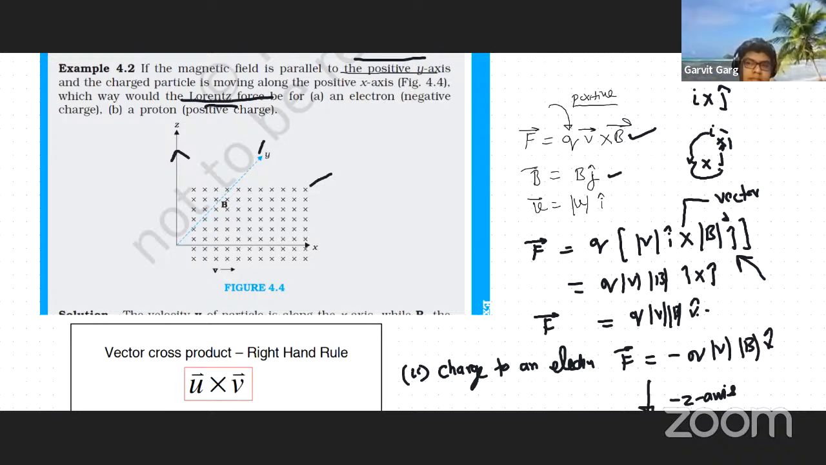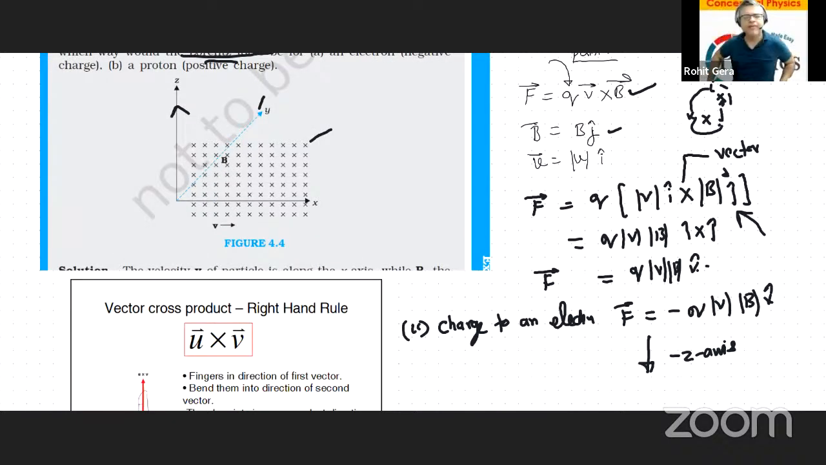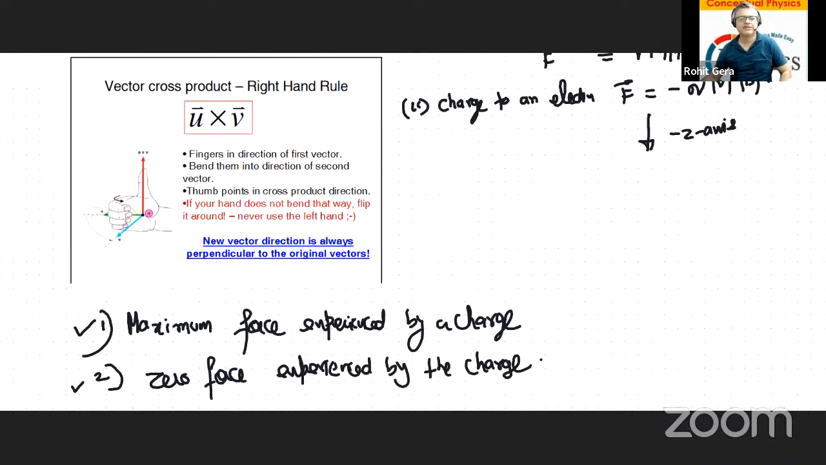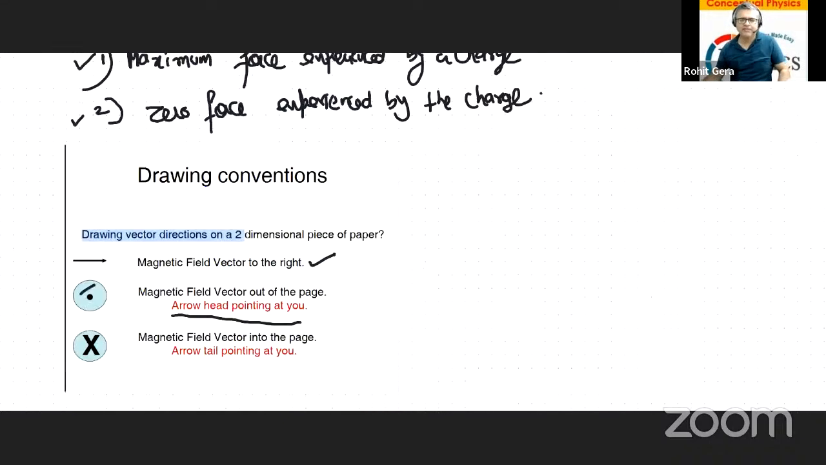Got it? Yes sir. Okay. So vectorially also you should have clarity on the magnetic field. Velocity is okay because we've done kinematics, so we understand the direction convention for velocity. But the direction convention for the magnetic field also should be understood. Understood? Got it? Yes sir. All right.